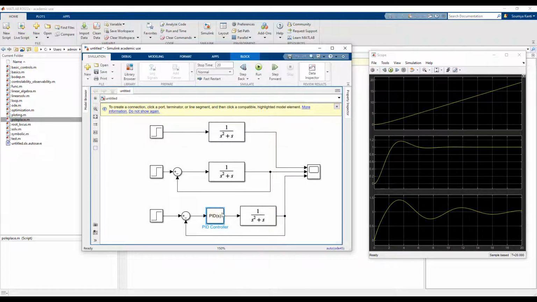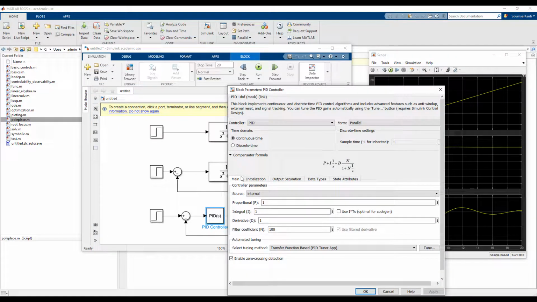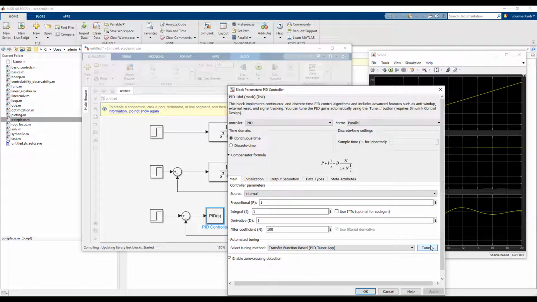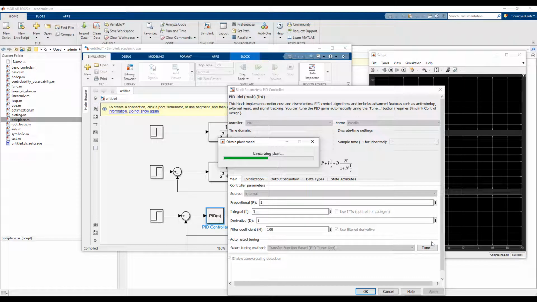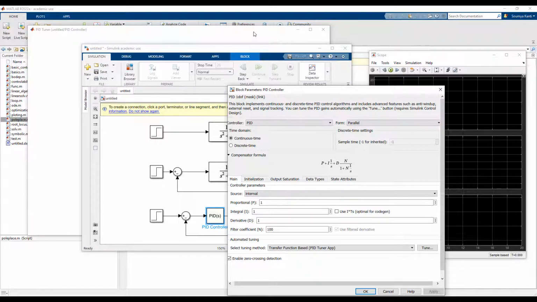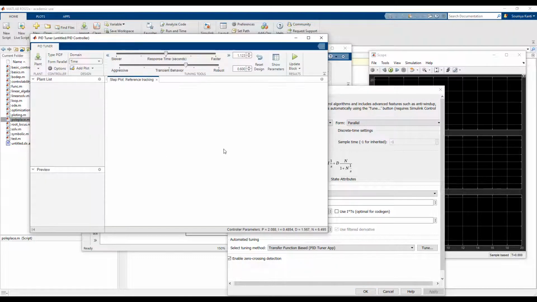You can see it is starting to settle, but this MATLAB PID block has a tuner built in. So there actually you can tune these parameters. You can see this tune button here. If I press this button, it will automatically linearize the plant, and the tuner will open up automatically.